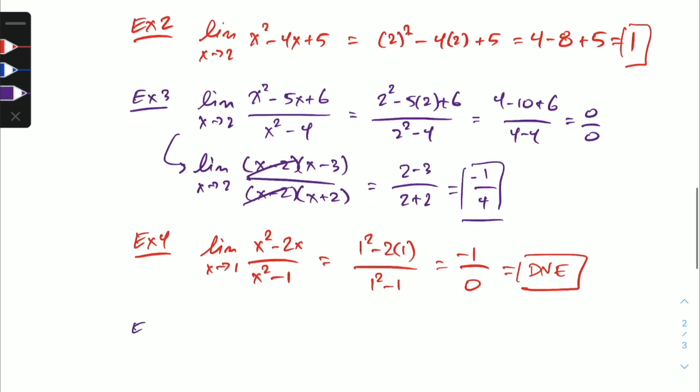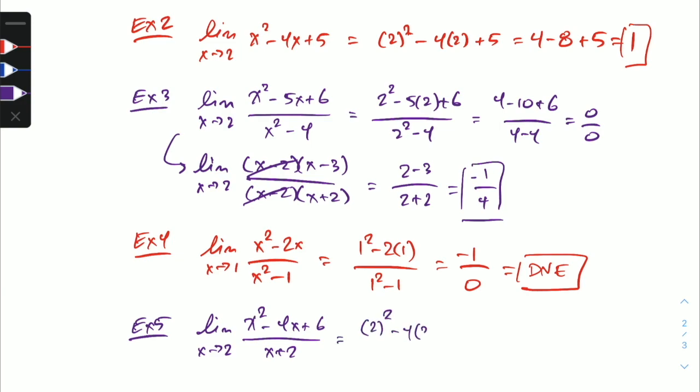All right, one more example. Let's take the limit as x goes to 2 of x squared minus 4x plus 6 over x plus 2. Just plug 2 everywhere. And we get something that's nice. 4 minus 8 plus 6 over 4 is 2 over 4, which is 1/2.